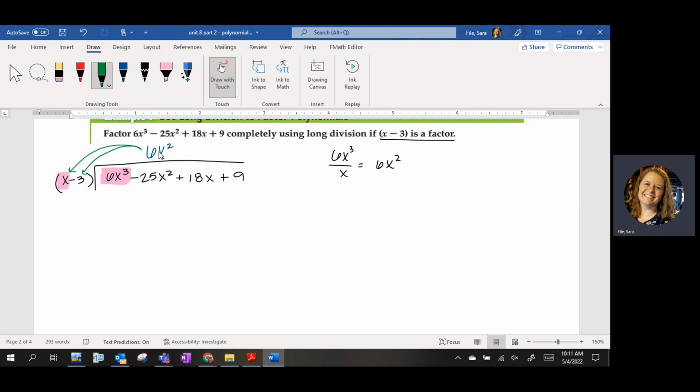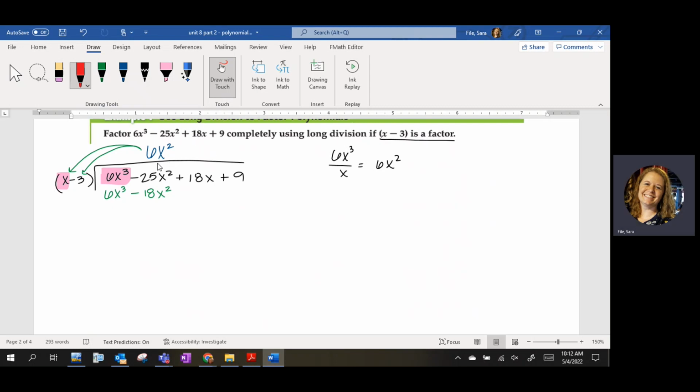So 6x squared times x is 6x cubed, and 6x squared times negative 3 is negative 18x squared. Okay, and then what was the next step when we did this with integers?